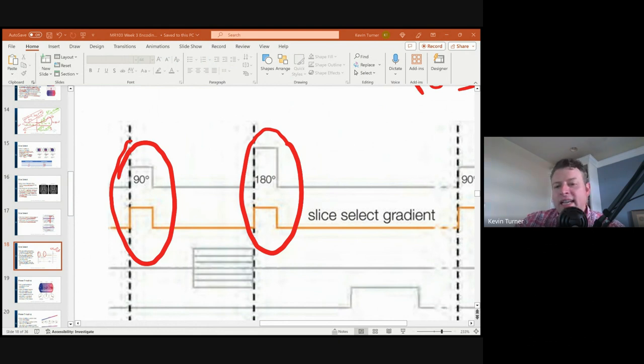And if you turned on the slice select gradient and you weren't putting RF energy into the patient, then guess what? It wouldn't do anything. We turn on the slice select gradient, and then we turn it off, and nothing would happen.